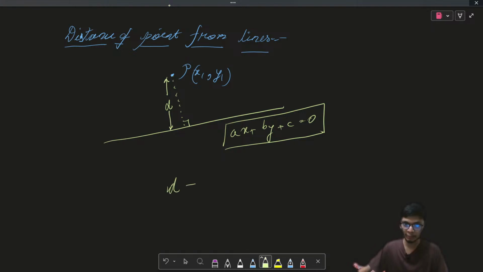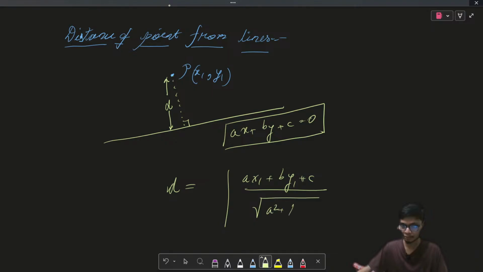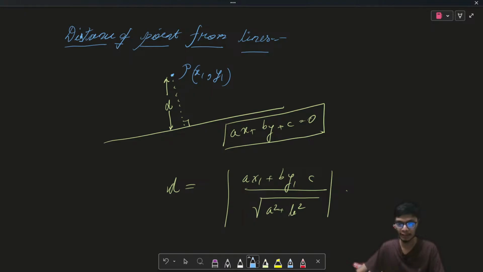If you look at the formula, the perpendicular distance is given as mod of (ax1 plus by1 plus c) whole, divided by square root of a square plus b square. If you apply this formula, you are definitely going to get the perpendicular distance of a point from a straight line. Please try to follow this definition, and it is quite similar to what you have already studied in planes.